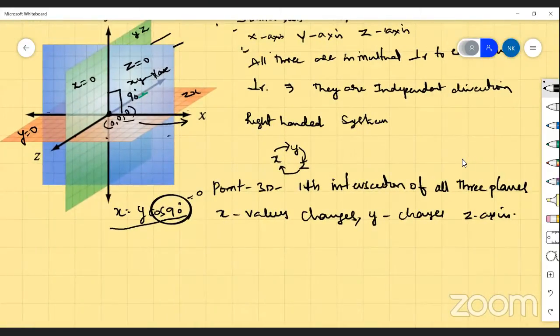Now, I'll consider each direction. Along x-axis, I'll consider a unit vector, that is ax. Unit vector means the magnitude is 1. What does it mean? If a body moves 2 meters along x direction, positive x direction, let us say, how do you indicate? 2ax meter.